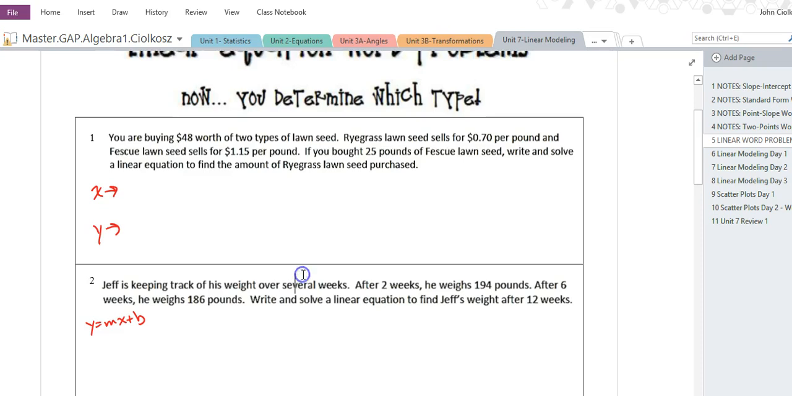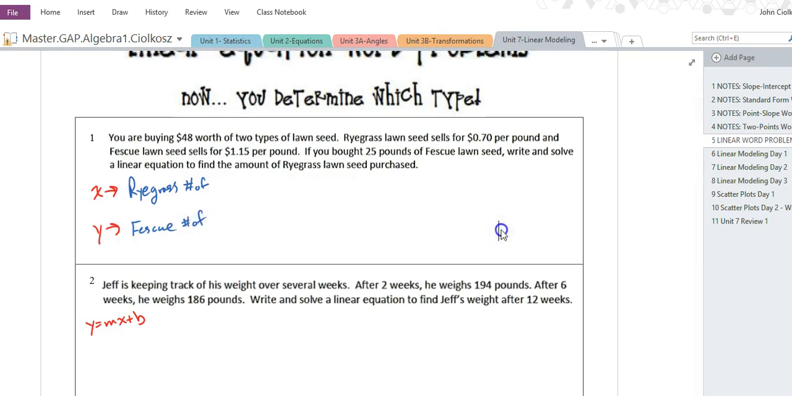So for our first one, we were buying $48 worth of 2 types. Anytime I get like 2 items I'm comparing, so 2 different types of cakes, seeds, 2 different types of cars, that's always going to be that standard form. I'm giving an x and a y. So we have ryegrass lawn seed and fescue. And we know how much they each cost. So this represents the number of each.